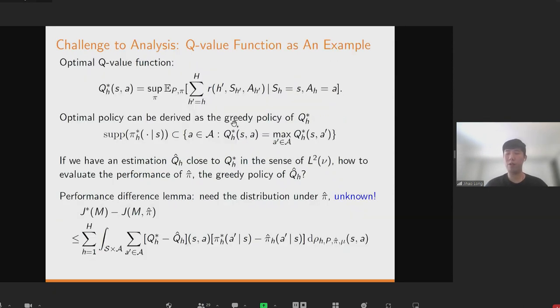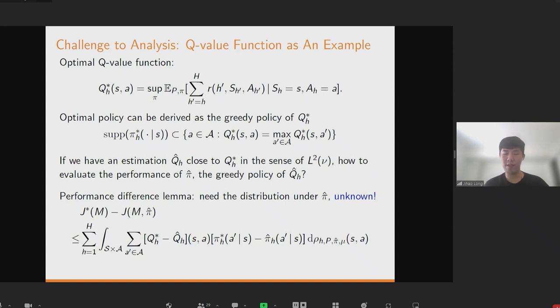Compared to supervised learning, reinforcement learning is more difficult due to the distribution mismatch phenomenon. Here, we'll take Q value estimation as an example. The optimal Q value function gives the optimal expected total reward from time step h to the end if the state and action at time step h are S and A. The optimal policy is known to be the greedy policy of the optimal Q value function.